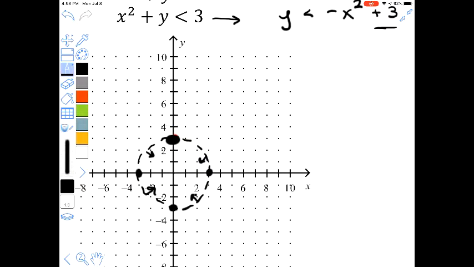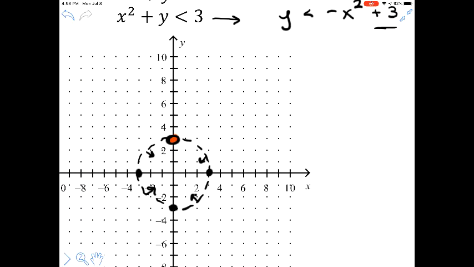Oh, the black is trumping it. It won't show up in red. Here it goes. Yeah, there we go. Okay. And if I plug in a 1 for x, just to get a couple of other points, 1 squared is 1, and then multiply it by negative 1, so you get negative 1. And then negative 1 plus 3 is 2. So (1, 2) is on my graph.